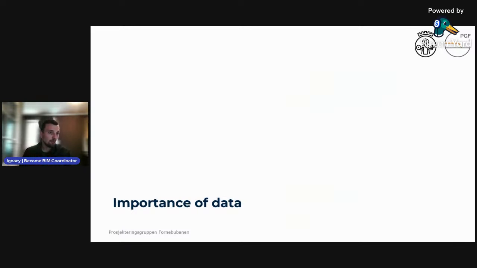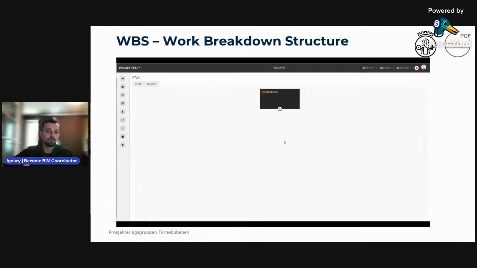So a bit about apps, a bit about strategy and documents, but let's talk about the importance of the data, of the information in the model. Because, you know, right now everybody is saying that the most important thing in BIM is the I, but what does it actually mean? So I will try to explain a bit how we approached this thought in the project.